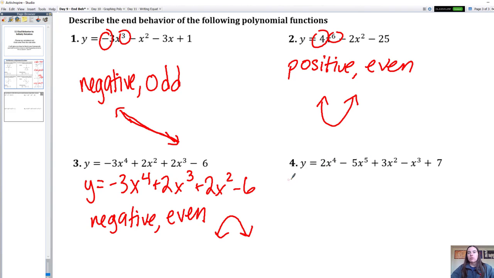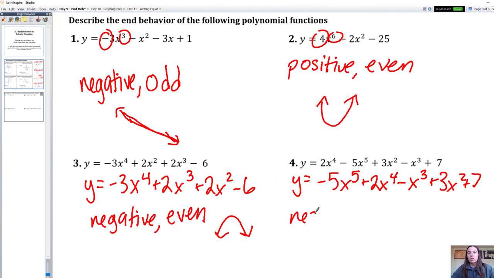Finally, putting it in standard form first: negative 5x to the 5th plus 2x to the 4th minus x cubed plus 3x squared plus 7. Leading coefficient is negative. Highest degree is odd. Odd says arrows going in the opposite direction. Negative says top left to bottom right.